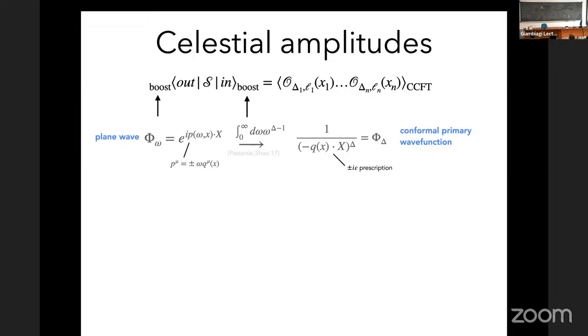In this way, we obtain a wave function that's now no longer dependent on energy, but on this boost weight. And you can check that these new wave functions transform as conformal primaries in this two-dimensional theory on the celestial sphere. And I've omitted it, but there's a plus minus i epsilon prescription which keeps track of in versus out states. So we take our plane waves, we map them to conformal primary wave functions, and then we have what we call celestial amplitudes, which are these correlation functions.